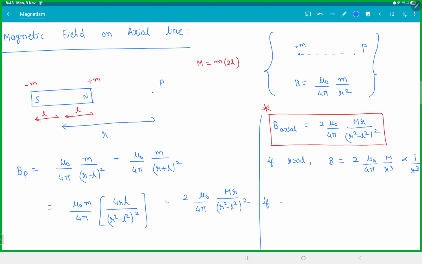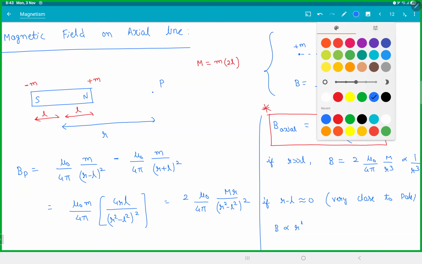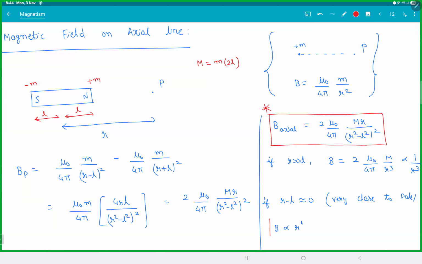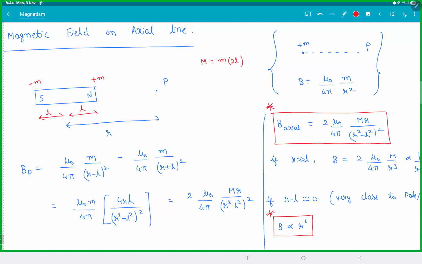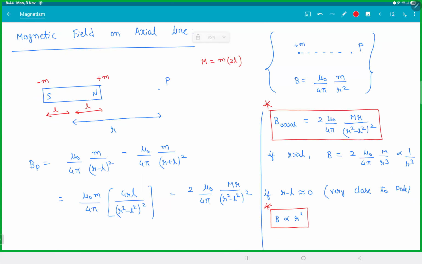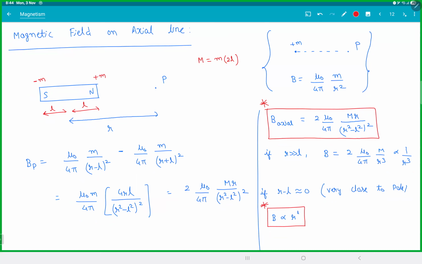If that R minus L tends to 0, means the points are very close to the pole, the denominator becomes almost constant. A huge value becomes R power 1. This is important, right? I have seen questions being asked on this. When you are far from the magnet, how does the field vary? 1 by R power 1, R square, R cube. When you're very close to the poles, how does the field vary? Linear function, R power 1. Those will be the theoretical questions. So when a point is moving very close to the poles, the field varies linearly.